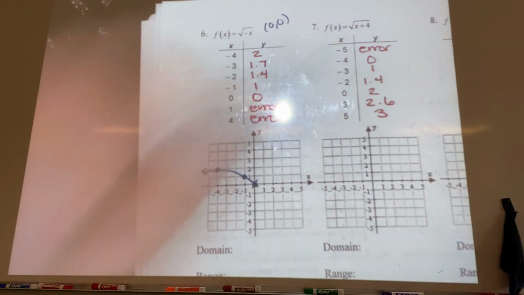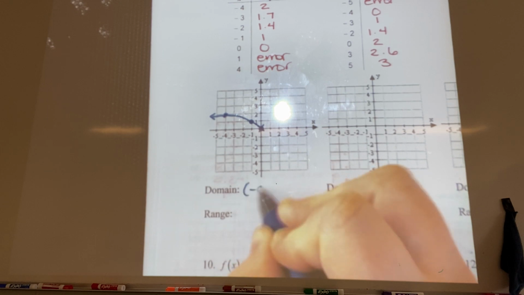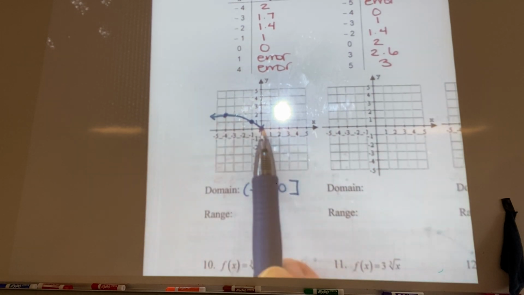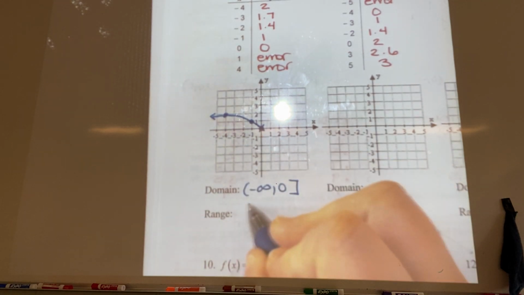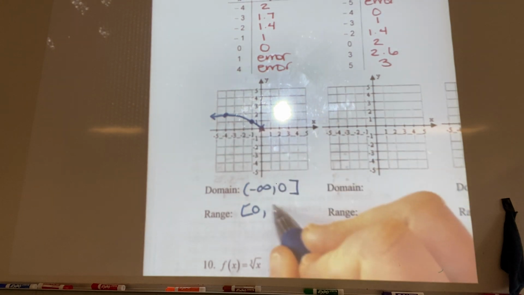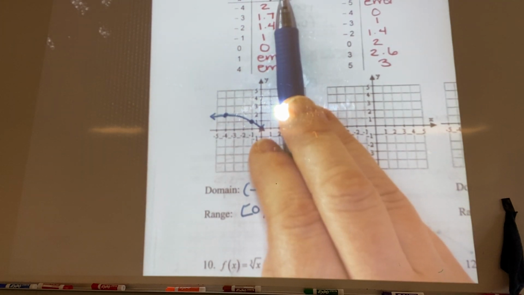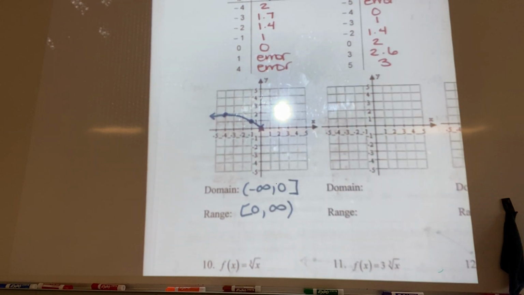The domain would be negative infinity to 0, because this time it goes forever left, and it only gets to 0 for the right side. The range starts at 0, and it goes up forever, so positive infinity. Again, 0, 0 for the pivot point translates to the numbers that we use for the domain and the range.